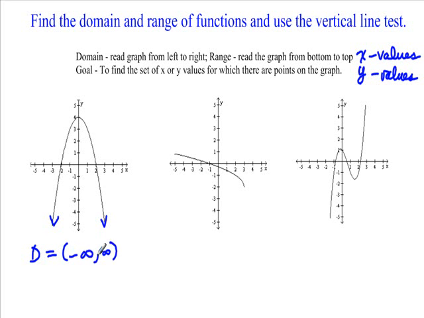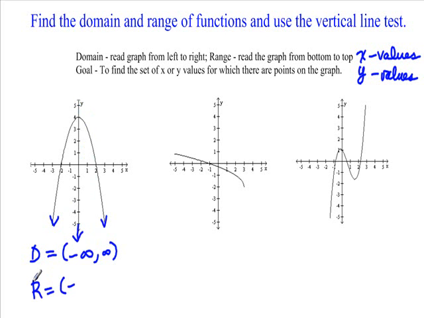Now, for the range of the graph, we change our focus, and this time we're looking for the y values for which there's a corresponding point on the graph. The easiest way to do that is to read the graph from bottom to top. So think about, where does the graph start in the bottommost direction? Where does it end in the topmost direction? Notice that our graph extends indefinitely downward. So that means that our range begins at negative infinity.